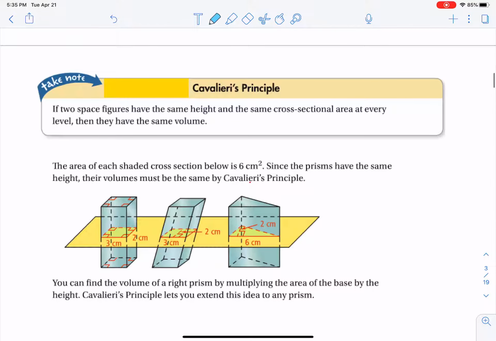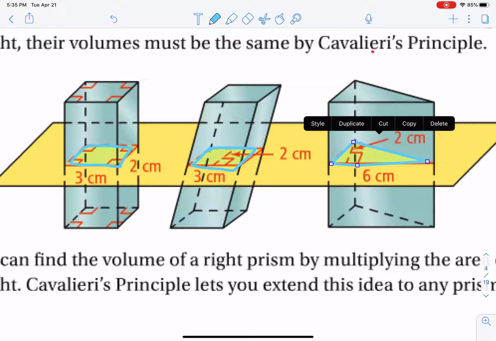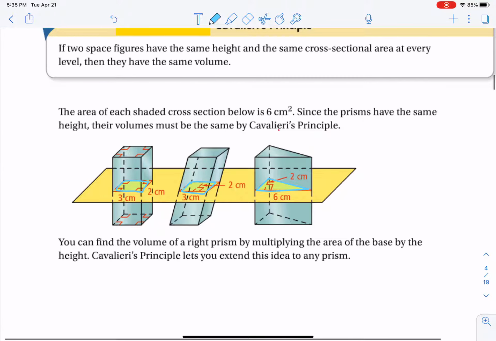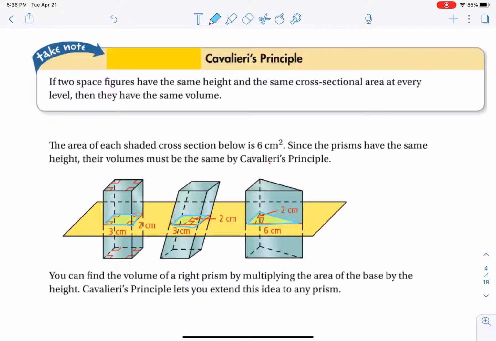So this is called Cavalieri's principle. It sounds fancy, but it's really not that complicated. All they're trying to say is these shapes look different, but if you notice, this has an area of 6, this has an area of 6, and this triangle also has an area of 6. 6 times 2 is 12, divided by 2 or times 1/2 gives you 6. So it's saying if they have the same height, and the cross section is the same at every level, or every bread slice is the same, then the volume of the whole thing is the same. So these three shapes actually have the same volume, even though they look a little bit different.